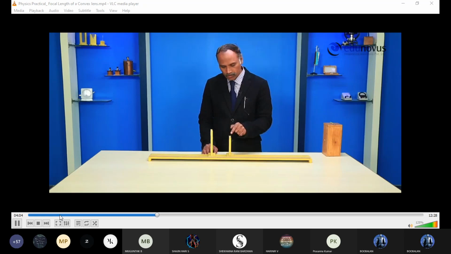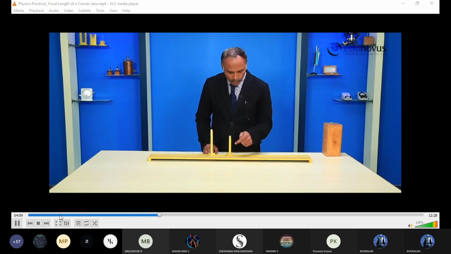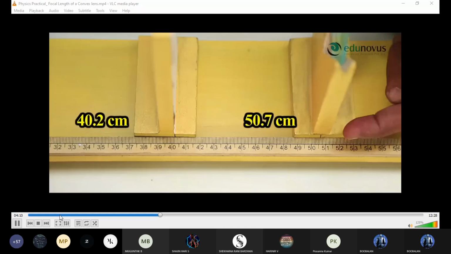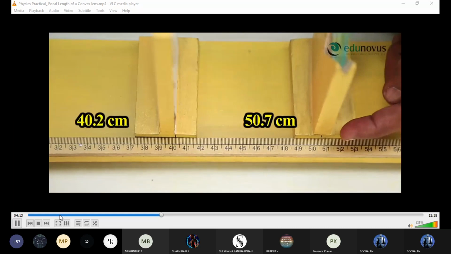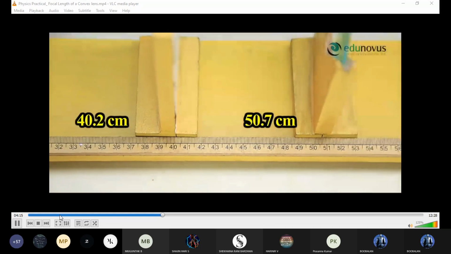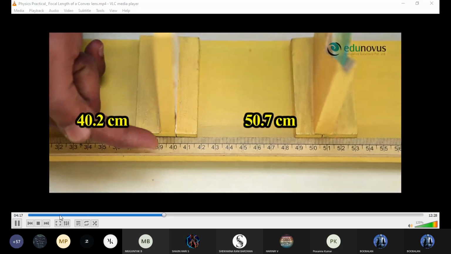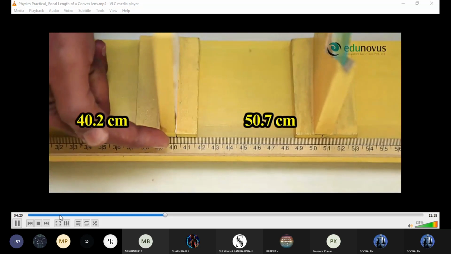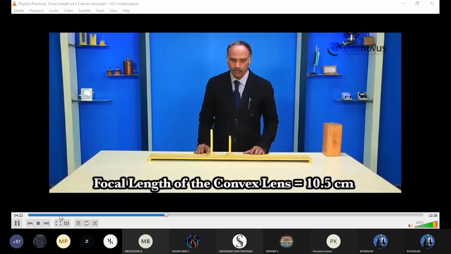Now we measure the distance from the lens to the screen. Here the lens is at a position of 50.7 centimeters and the screen is at a position of 40.2 centimeters. Therefore, the focal length of the convex lens obtained by the distant object method is 10.5 centimeters.